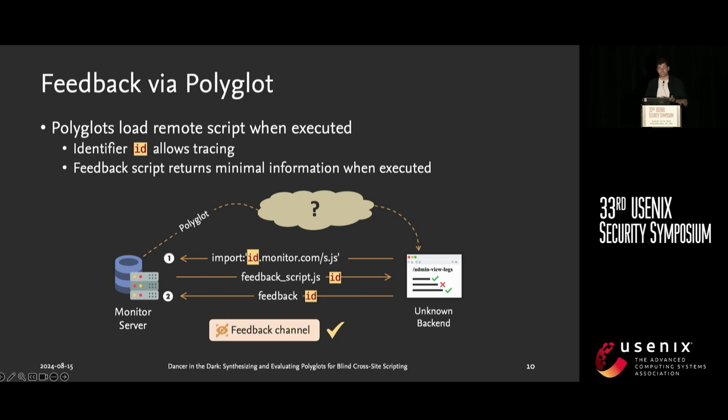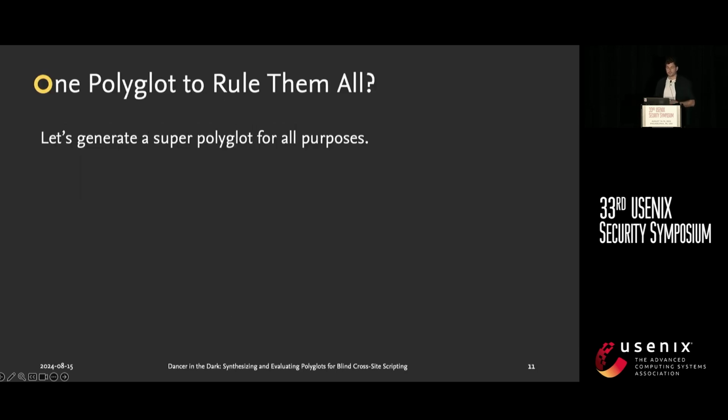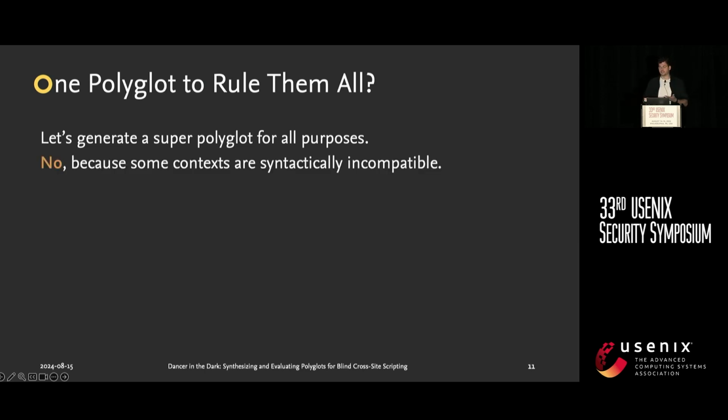Great, now we have a feedback channel, and we can now focus on creating one polyglot to rule them all. However, we can't, as at least some contexts are syntactically incompatible, so they are partially mutually exclusive.